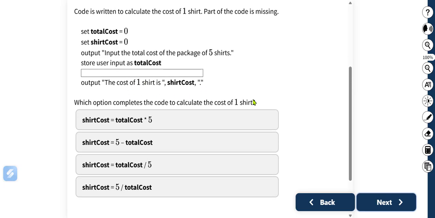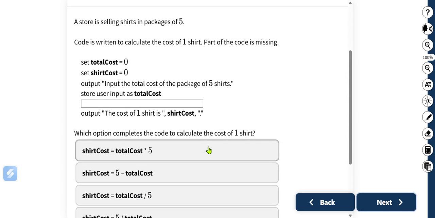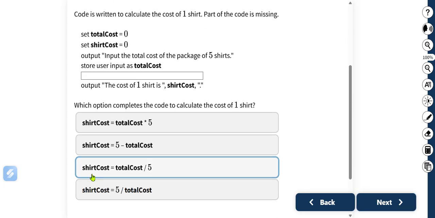How do you find it? It's simply that the price of one sort is total cost divided by 5, because a package has 5 sorts. So to find it, we use this formula: one sort is equal to total cost divided by 5.